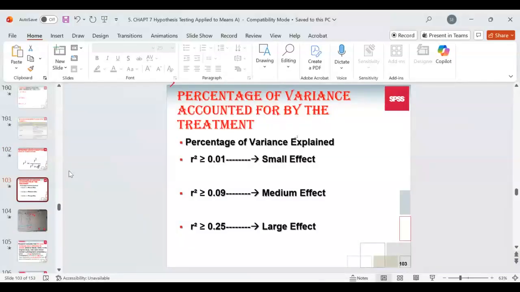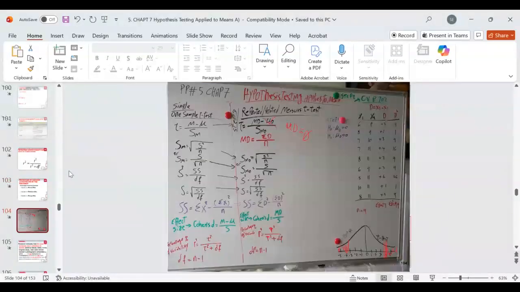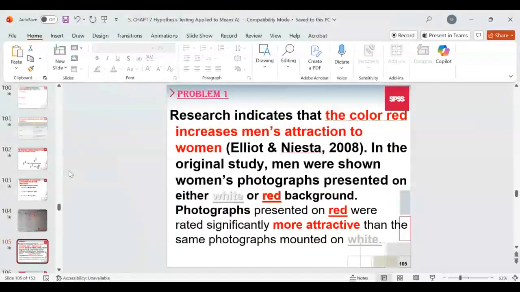Okay, and that number, if it's less than 0.01, that means not significant, no effect. If it's about 0.01 but less than 0.09, it has a small effect. If it's about 0.09 but less than 0.25, it has a medium effect, and if it's 0.25 or greater, it has a large effect size. That means we can reject the null. It gives power to our research. So these are the formulas that we just talked about, and we're going to go over the research problem right now.